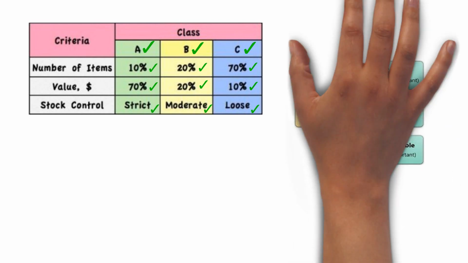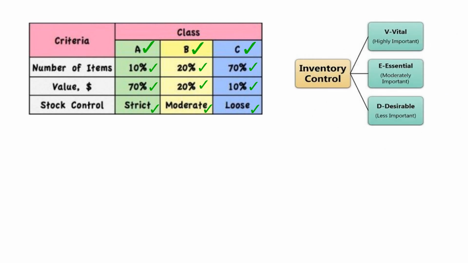Another analysis is the VED analysis. V stands for vital, which means items for which non-availability cannot be tolerated. So, they are stocked in abundant amounts in an inventory. E stands for essential items, which means non-availability can be tolerated for 2 to 3 days. So, they are stocked in medium amounts in an inventory. D stands for desirable items, for which non-availability can be tolerated for a long period. Desirable items are stocked in small amounts.